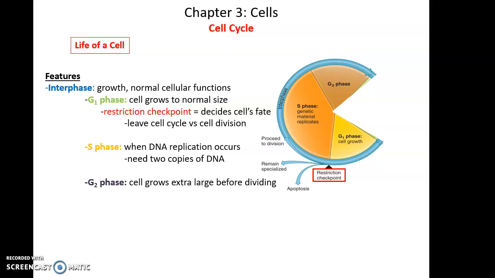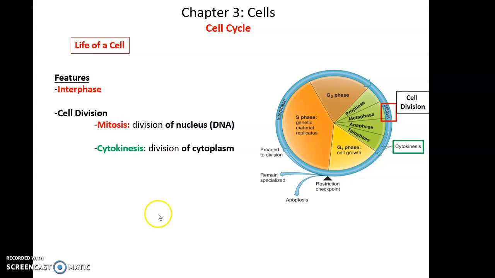G2 is another growth phase. In this case, the cell is getting much, much larger than normal, so that when it divides, there'll be enough cytoplasm and organelles for two separate cells. So interphase, where the cell spends most of its time, has an initial growth phase to get to the normal size, and then if it's going to divide again, it will go into the S phase to produce more DNA, and then the G2 phase to get extra big.